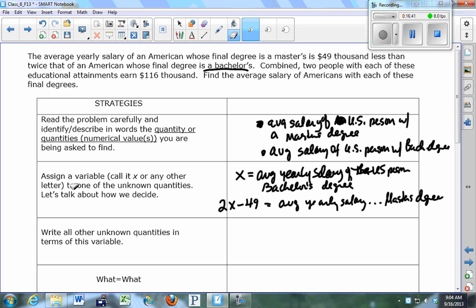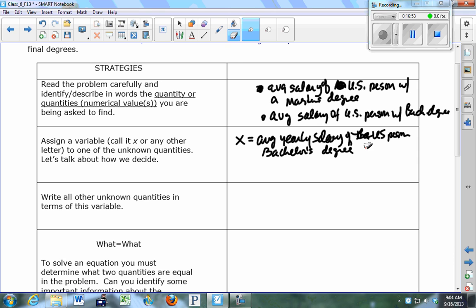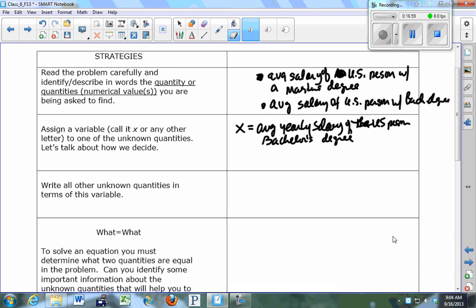Assign a variable, so I'm kind of skipping ahead here. Assign a variable to one of your unknown quantities. So let's just do it this way. Here, let's take this out altogether. Here, I'm skipping ahead. I've assigned a variable to represent the average yearly salary of the bachelor's degree. Okay, we all set there? I've assigned one variable to that. Write all other unknown quantities in terms of this variable, because your book is using one variable, not two.